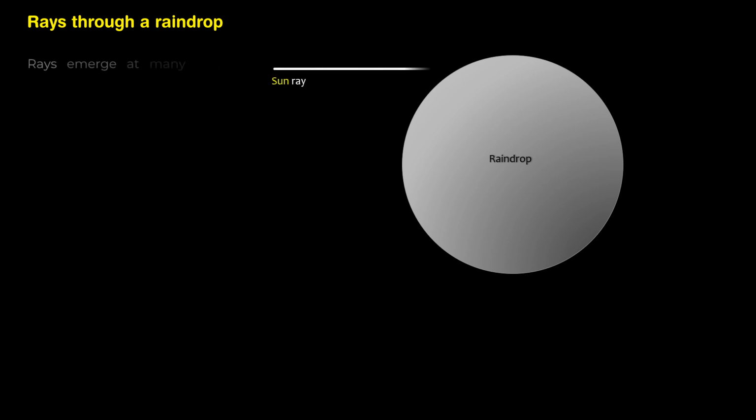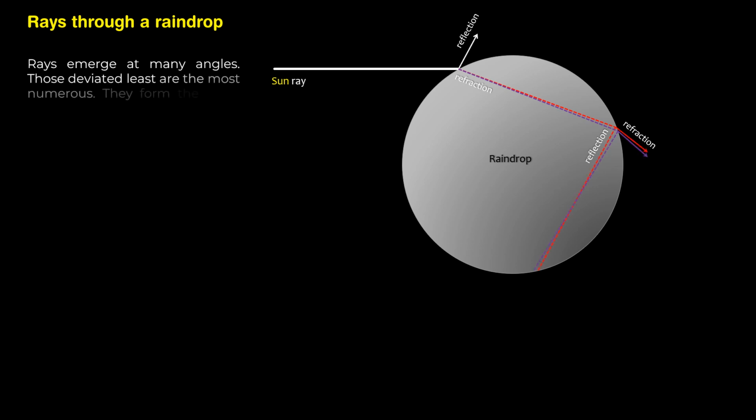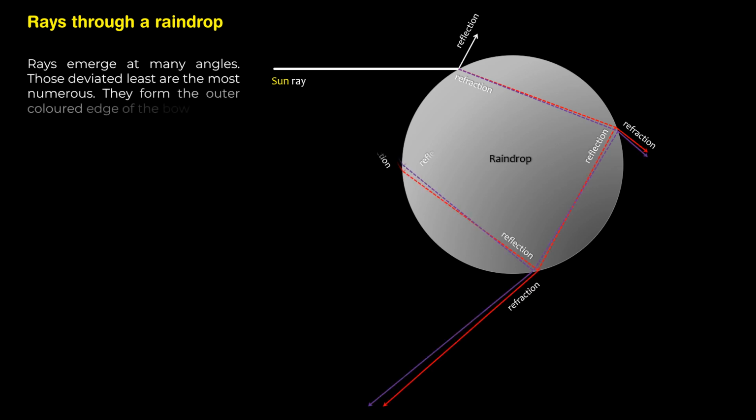Rays emerge at many angles. Those deviated least are the most numerous. They form the outer colored edge of the bow.